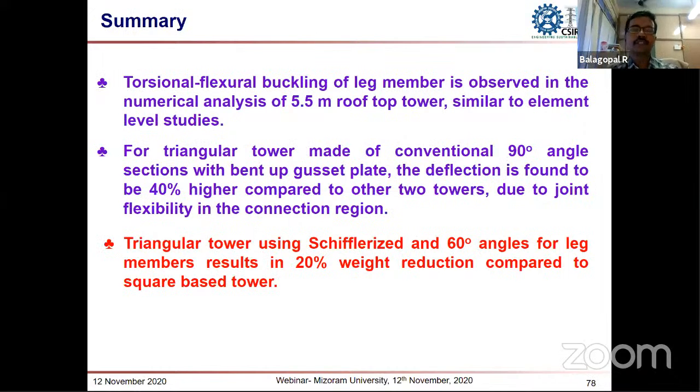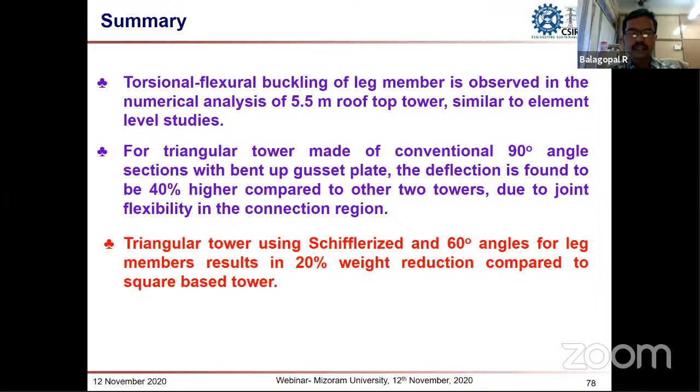In summary, we can see that the torsional flexural buckling of leg member is observed in the numerical analysis, similar to the experimental investigation. And for the triangular communication tower, the 90-degree angle section with bent-up gusset plate has deformed more. The deflection was found to be 40% higher compared to the other 2 towers.